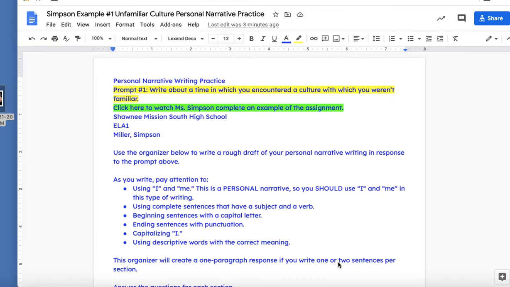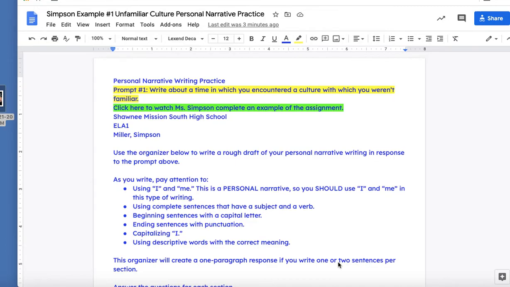Personal means you're writing about something that happened to you. Narrative means you're telling the story with a beginning, middle, and end of that event, as well as explaining what you learned from it. So the first prompt that we're going to be doing together is to write about a time in which you encountered a culture with which you weren't familiar.